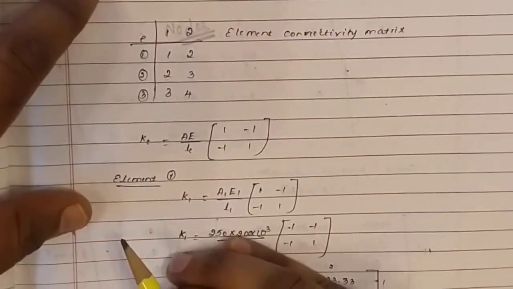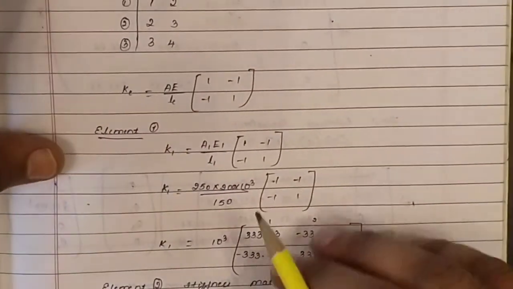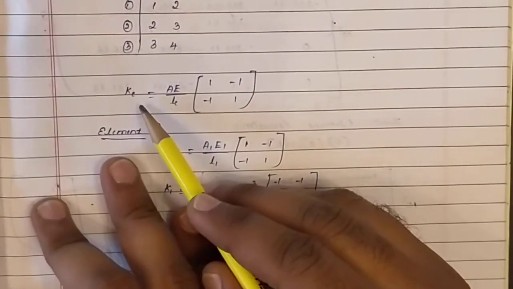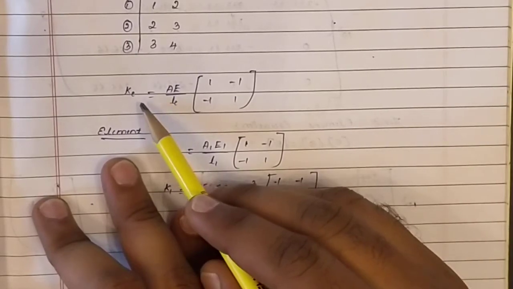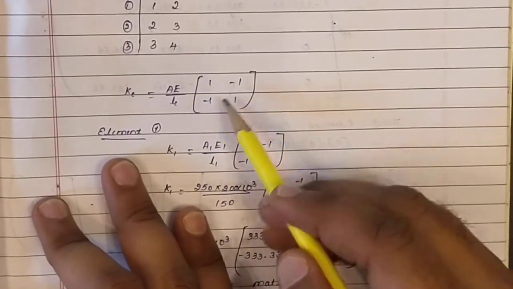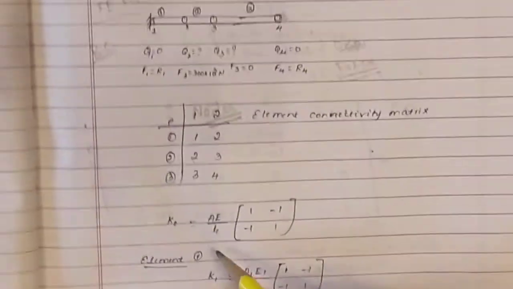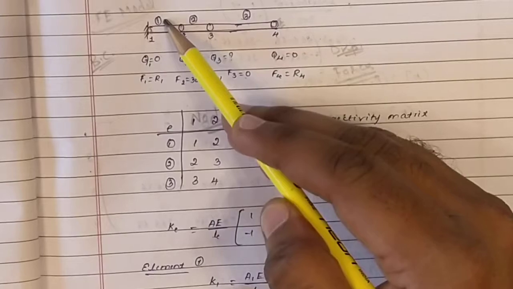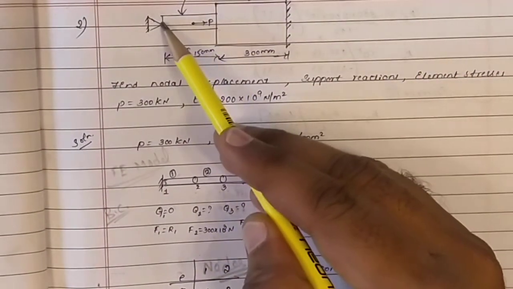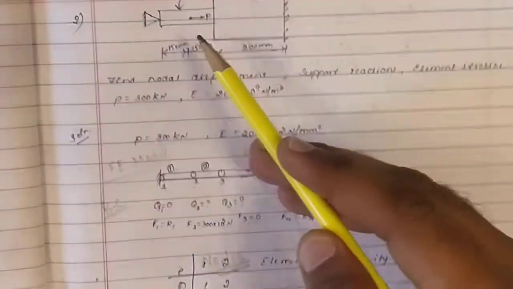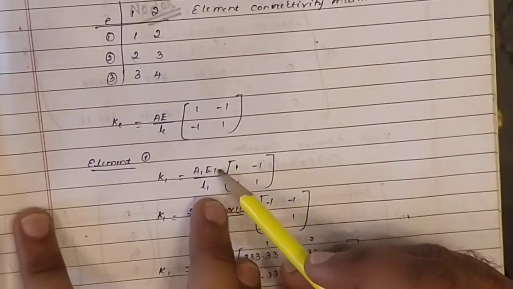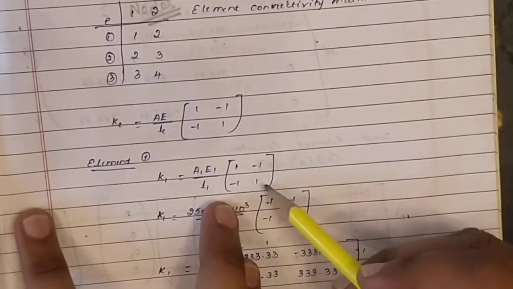Okay, next step, similar to the previous problem. So we have the element stiffness matrix for a bar element. Ke is equal to Ae E by Le, times the matrix [1 -1; -1 1]. Coming to the first element, K1, from here to here. K1 is equal to A1 E1 by L1, times [1 -1; -1 1].